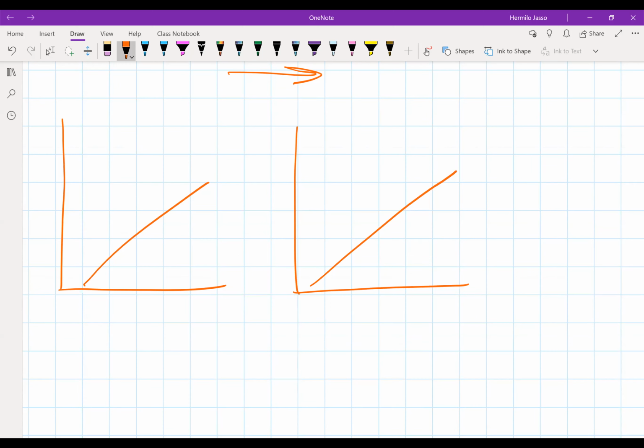Let me see if it happened again. My computer just froze. So let me see if I can make it work. Hold on for a second. Okay, I'm going to try to come back into the screen. Okay.